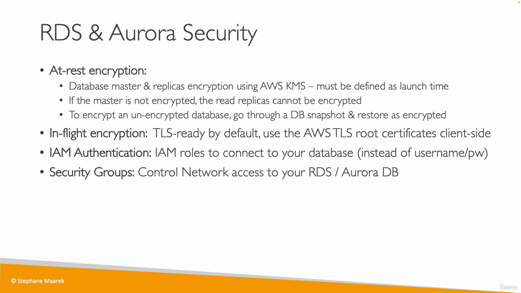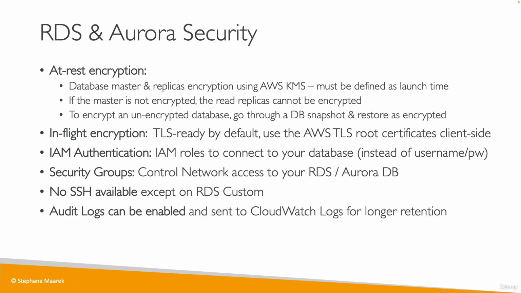You can also control network access to your database using security groups. So you can allow or block specific ports, specific IPs, specific security groups. And then finally, RDS and Aurora do not have SSH access, of course, because they're managed services, except if you use the RDS Custom service from AWS.